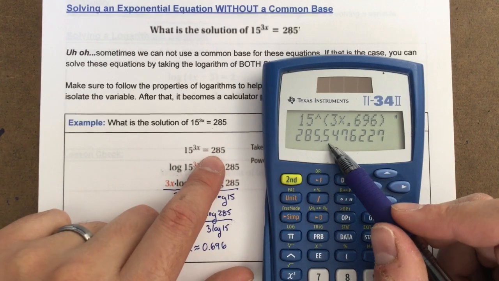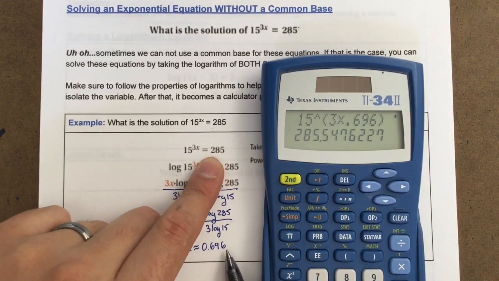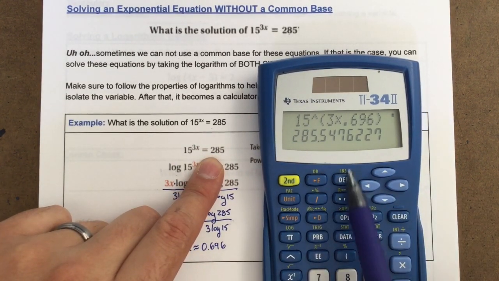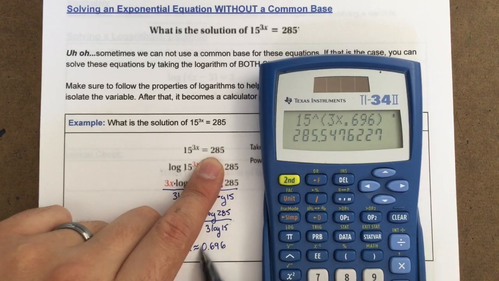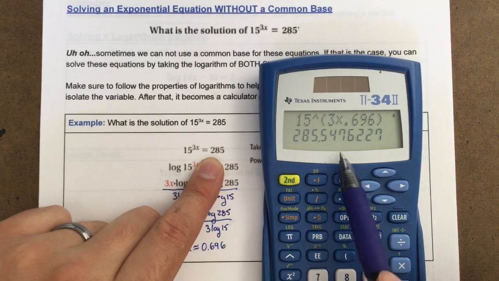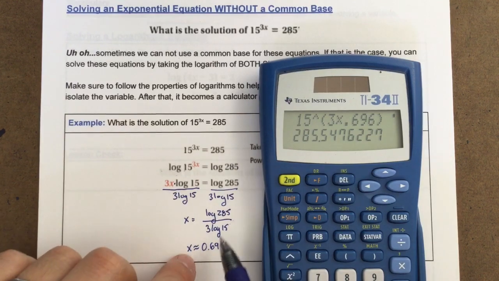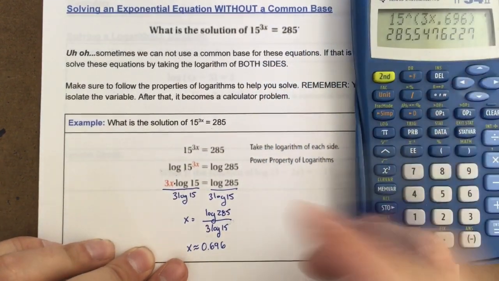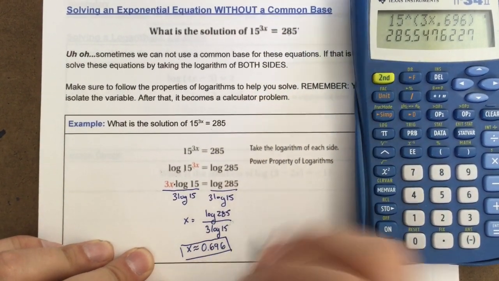285.5. That's pretty close. Now it's a little much because I did round up on this solution, so it is going to be a little higher, but that is very, very close to what the solution was. If I had chosen to round it out a little further, it'd be a little more accurate, but this is pretty good to the nearest thousandth place value.